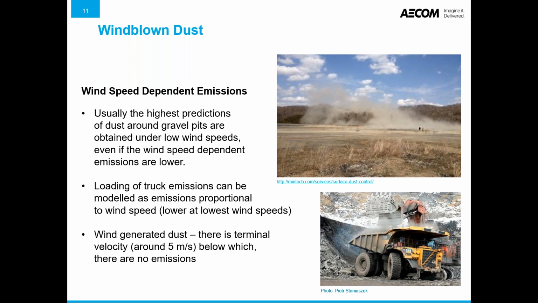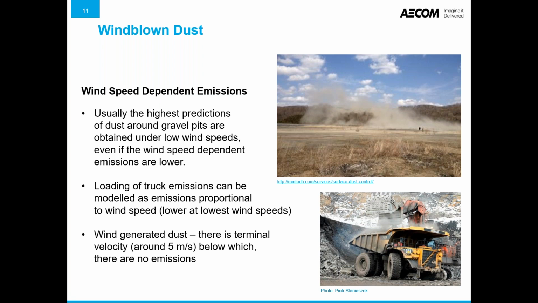If you have high wind speeds, then the emissions are higher, but then they are going farther away and disperse on the way. So we can model loading of the truck emissions as emissions proportional to wind speeds, lower at lowest wind speeds, higher at highest wind speeds. Highest wind speeds are occurring very infrequently. Even in Calgary, people have the perception, oh, there's a lot of high wind speeds. No, there's not that many high wind speeds, but they are high wind speeds.